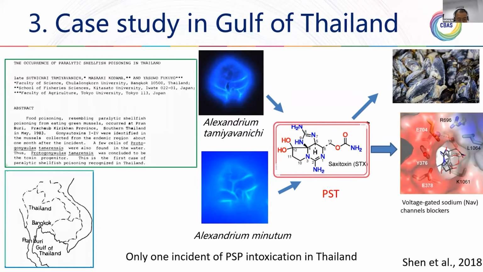Alexandrium minutum was reported in the Upper Gulf of Thailand, but did not cause food poisoning. Both Alexandrium tamiyavanichii and Alexandrium minutum can produce saxitoxin and its analogs, which are voltage-gated sodium channel blockers.